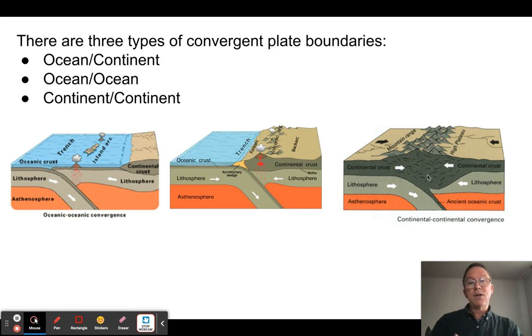And then I can have, in one case at least, continent. And basically what happens is the Himalayan mountains are the example, this famous example. We don't get volcanoes here because nothing is being subducted anymore. There used to be subduction.